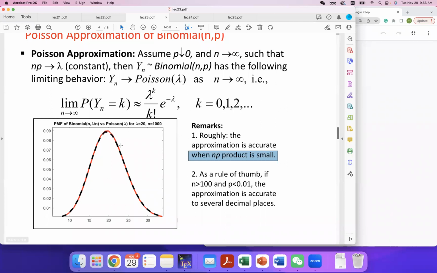And this is an empirical experiment that shows that. In this case, I think n is set to be 1000 and the product n times p is set to be 20. So basically p is lambda over n, so p is 20 over 1000. That's the success rate. And we can see that these two curves, the solid red curve, which is the empirical distribution of Yn, the binomial distribution, and the dashed black curve, the Poisson PMF, match very well.